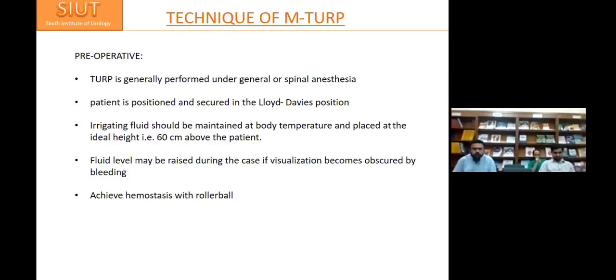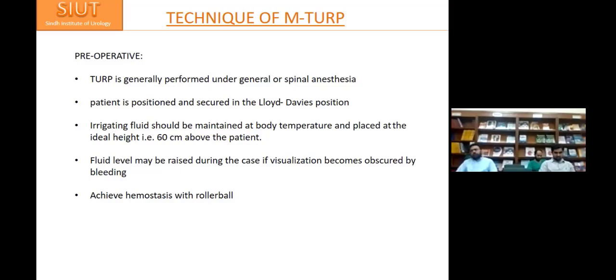Pre-op preparation: TURP is generally performed under general or spinal anesthesia. The patient is positioned and secured in the Lloyd-Davies position. TURP is usually done under spinal anesthesia, but if there is any problem with spinal anesthesia in the patient, then we should switch to general anesthesia. But 99.9% of TURPs are done under spinal anesthesia.